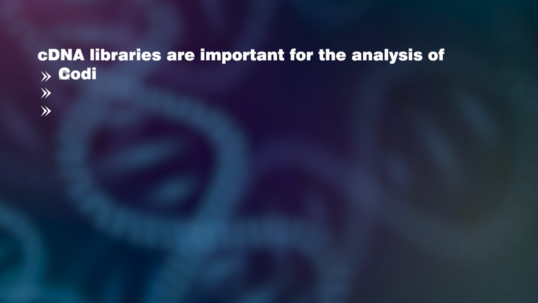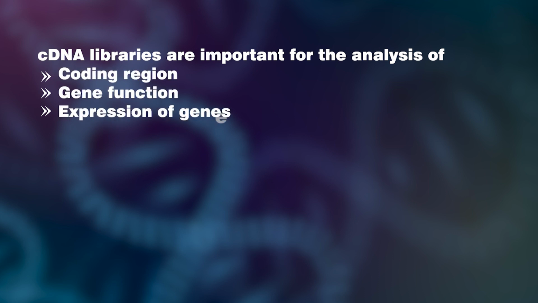YAC libraries have been used for studying large genomic regions due to their extensive size and for construction of complex genomic libraries. Moving on to the next type of library, that is expression library. Expression library contains DNA fragments that are cloned into expression vectors, allowing the production of the encoded proteins. It is useful for identifying genes that produce specific proteins of interest and for functional studies of gene products.